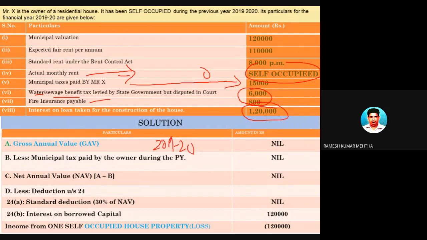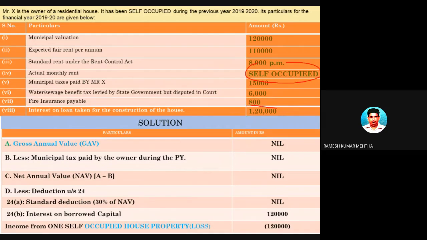Please remember one important point before I do the problem: water charges, sewage tax, fire insurance, repairs, if any, paid or incurred by the owner, will not be allowed as a deduction, because in place of all these extraordinary items, according to the Income Tax Act 1961, the owner of the house property is allowed a straight away standard deduction of 30% on NAV for all these expenditures like painting, repairs, insurance, ground rent, and so on. So let's do the problem. Income from a self-occupied house property.